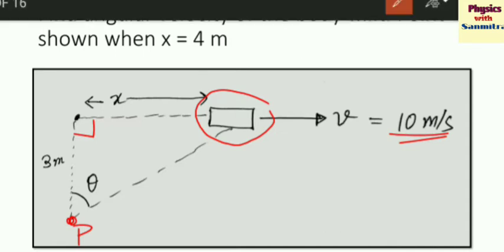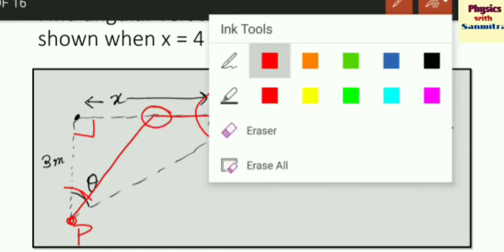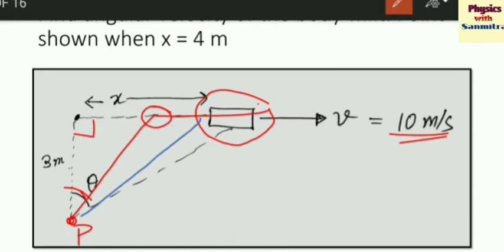I can say this angle is theta. Now see, as initially it was like this, now as it is moving this side, it is becoming like this. So this angle is increasing. So as the velocity increases, what is the rate of change of the angle? What is the rate with which the angle is increasing?